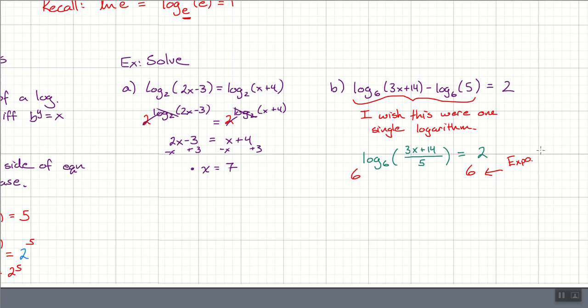for exponentiate base 6. And the reason that I do this is this property is easier for me to think about. 6 to the log base 6 of whatever, they fall out. They undo each other. Those are inverses. Which means, the left side, all that remains is 3x plus 14 divided by 5. Equals, on the right side, I had 6 to the power of 2, and I get a 36.